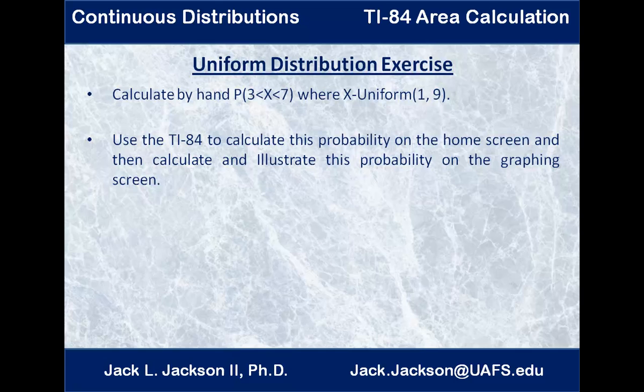Okay, something that we can do by hand. So just to make sure we've got a feel for it and we can double check it as we go. First of all, let's look at a uniform distribution. Let's look at uniform 1, 9. That is a uniform distribution that's defined between 1 and 9 and 0 outside of that interval. First calculate this by hand, where we find the probability that x is between 3 and 7.